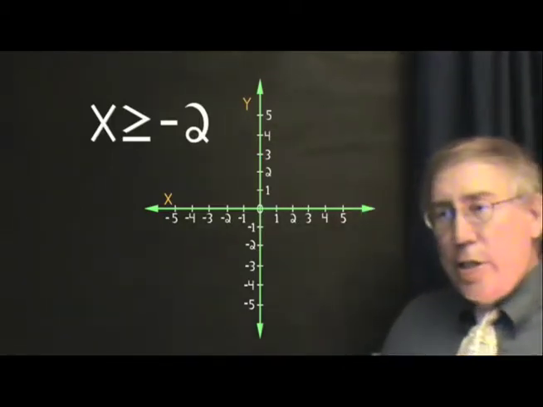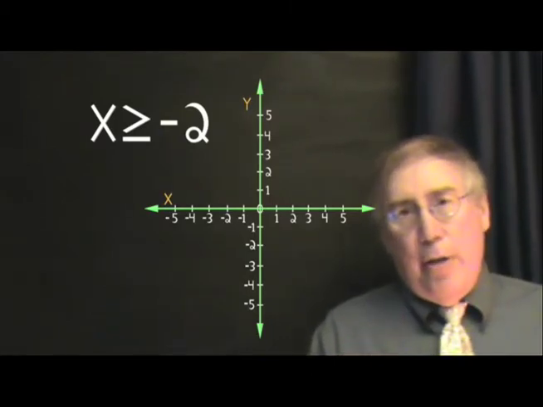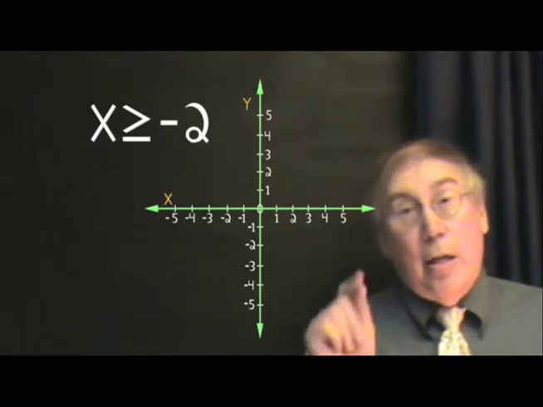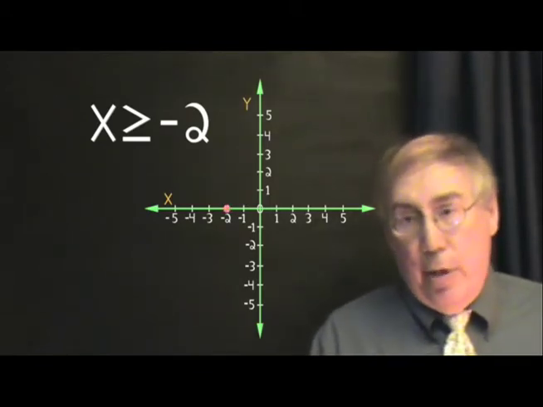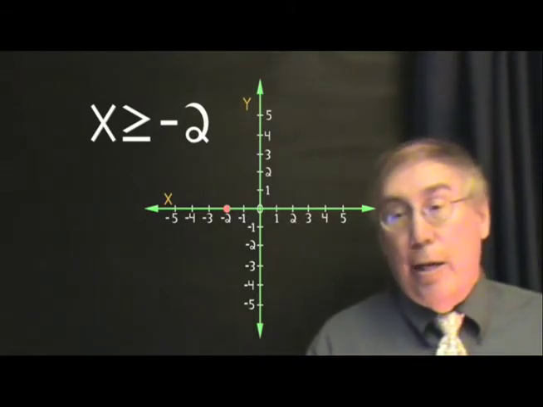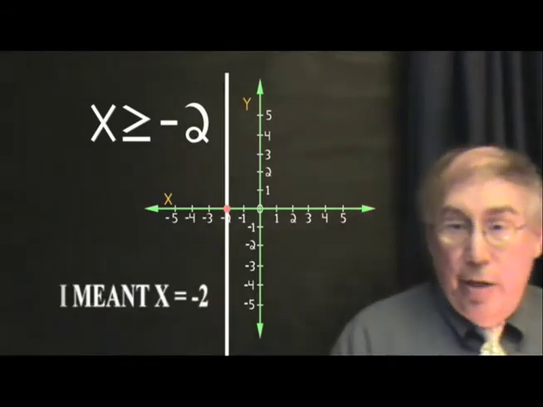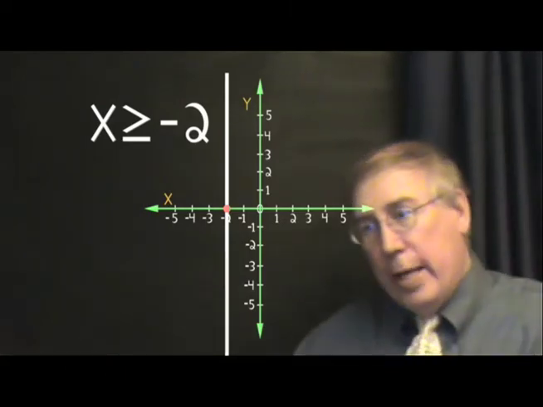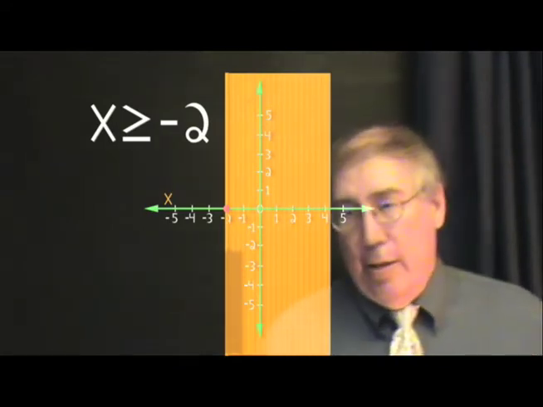Now this case here, x greater than or equal to -2. Let's first draw the graph of x equals -2. So that is actually a straight up and down line going through -2 on the x-axis. Now when it says greater than or equal, then we want everything to the right of that line, including the line.